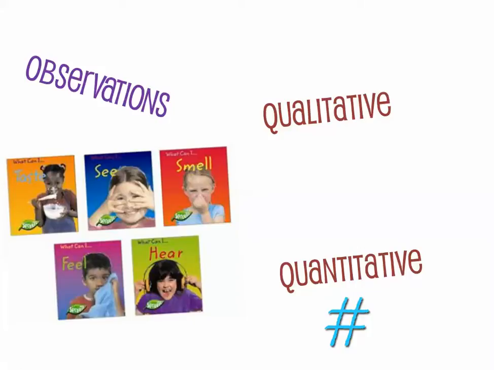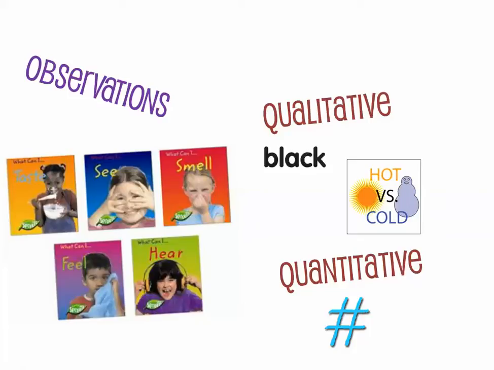Qualitative is quality. Is it hot? Is it cold? What color is what you're looking at? Can you assign a color to it? That would be a qualitative observation. Qualitative observations do not have numbers, but quantitatives do. Here's an example. There are 6 windows in the classroom. There is a specific number, 6, assigned to your observation, making it a quantitative observation.